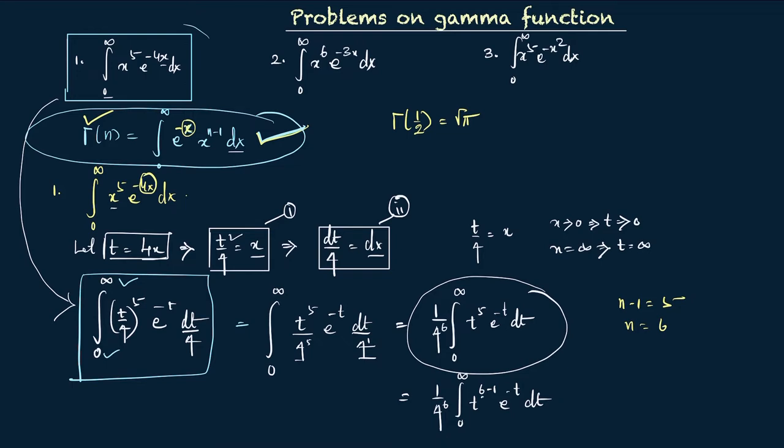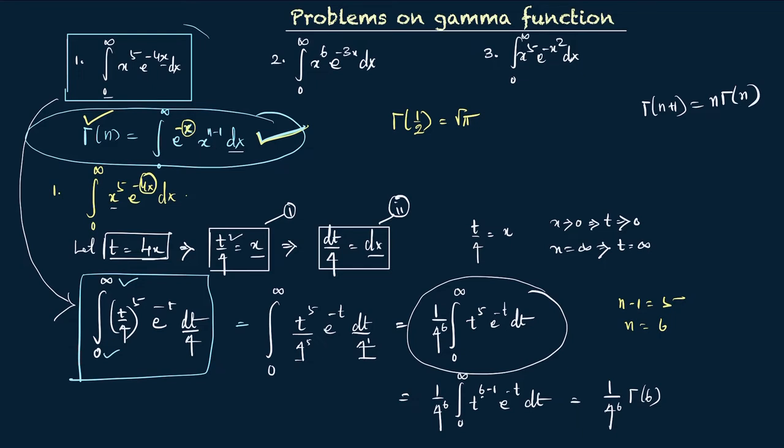Our n is 6. Now why does this problem look so familiar to us? It is nothing but gamma of 6. We know that gamma of n is the integral from 0 to infinity of e to the power negative x times x to the power n minus 1 dx. Here 6 minus 1, so our n is equal to 6. So this is nothing but 1 by 4 to the power 6 times gamma of 6. And we know that gamma of n plus 1 is n into gamma of n.